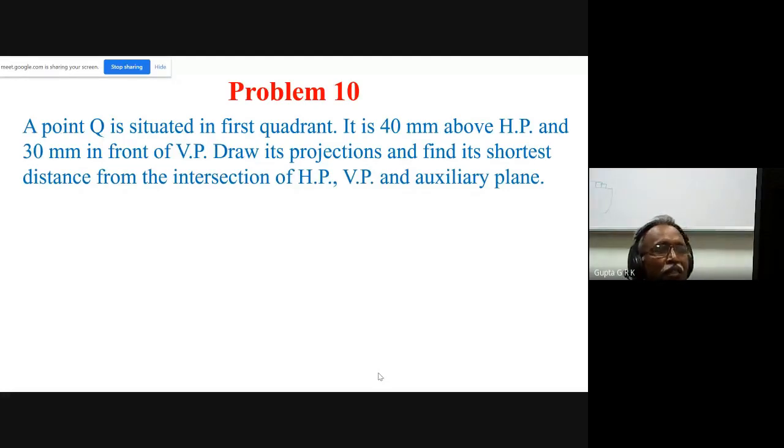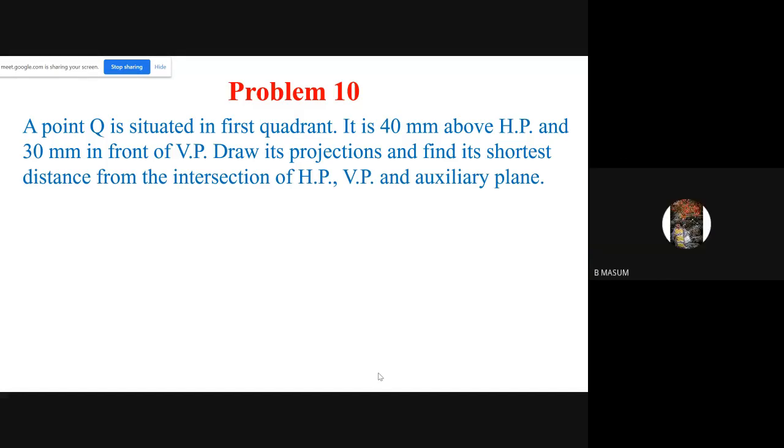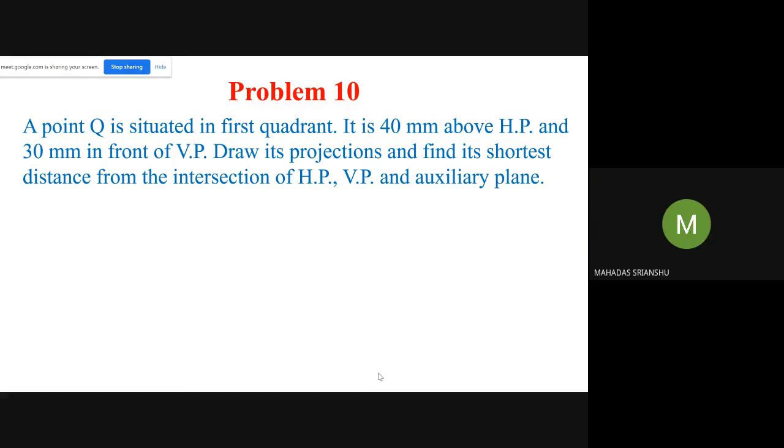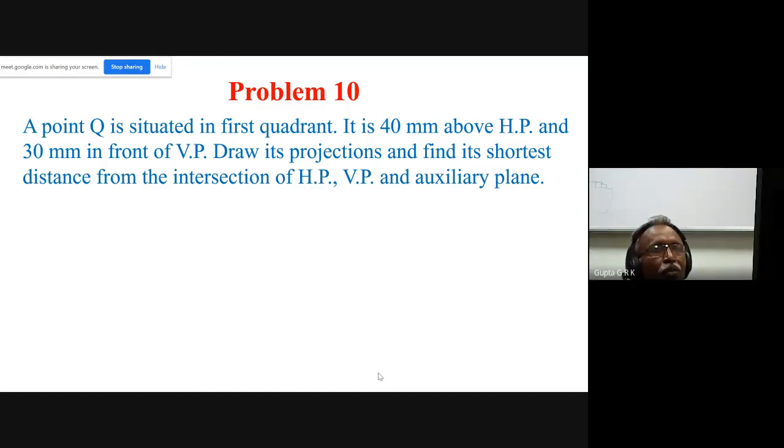A point Q is situated in the first quadrant. It is 40 above HP, means Q dash is 40 above XY, and 30 in front of VP. So small q is 30 below XY. Draw its projections and find its shortest distance from the intersection of HP and VP. Okay, shortest distance from the origin. Previously we had done problems like this, right? The shortest distance is found. How to do that?